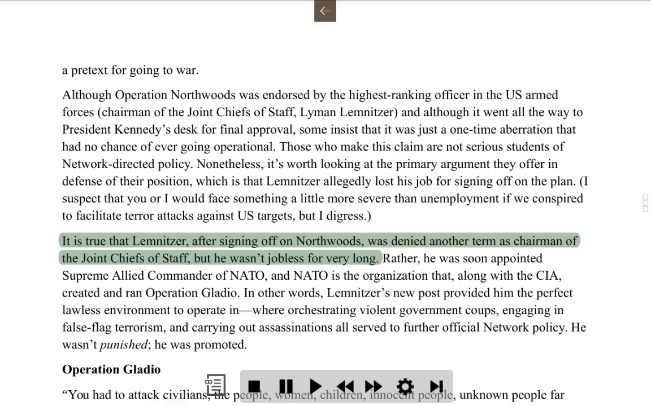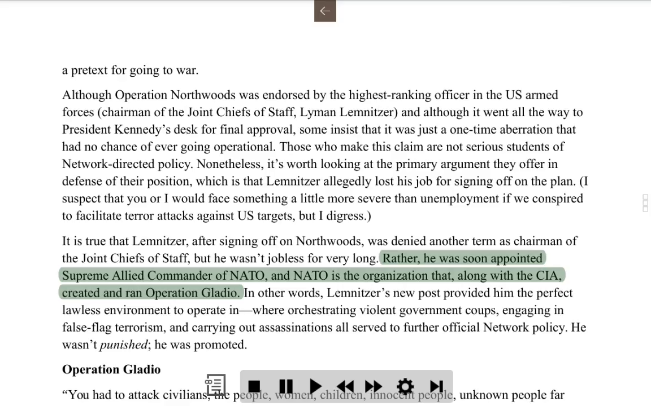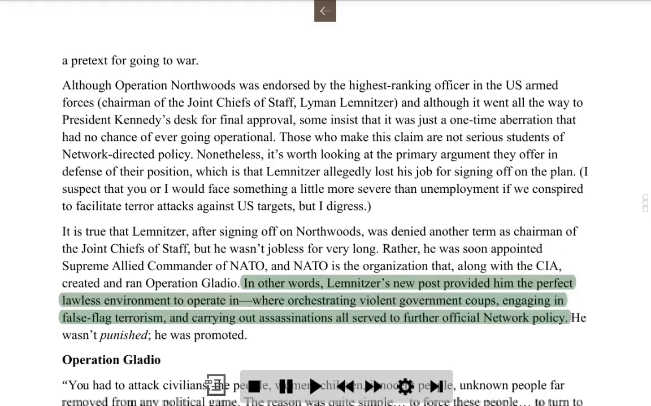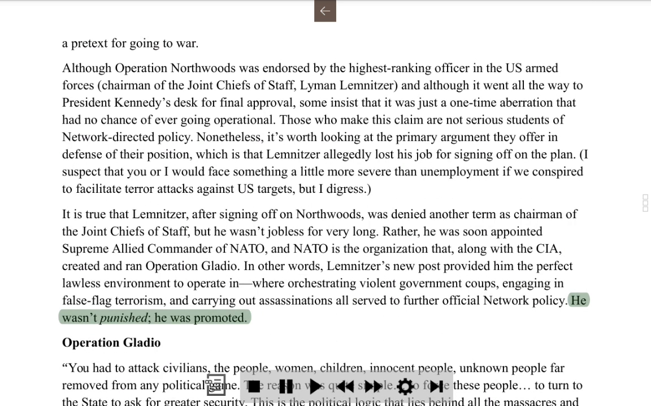But he wasn't jobless for very long. He was soon appointed Supreme Allied Commander of NATO. And NATO is the organization that, along with the CIA, created and ran Operation Gladio. In other words, Lemnitzer's new post provided him the perfect lawless environment to operate in, where orchestrating violent government coups, engaging in false flag terrorism, and carrying out assassinations all served to further official network policy. He wasn't punished, he was promoted.